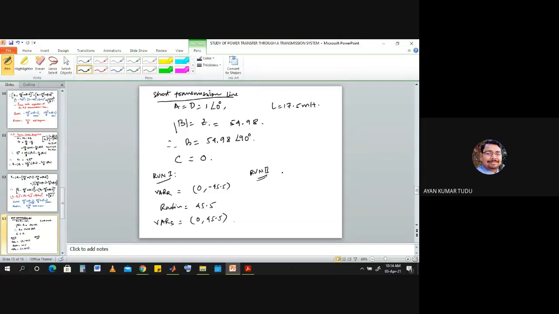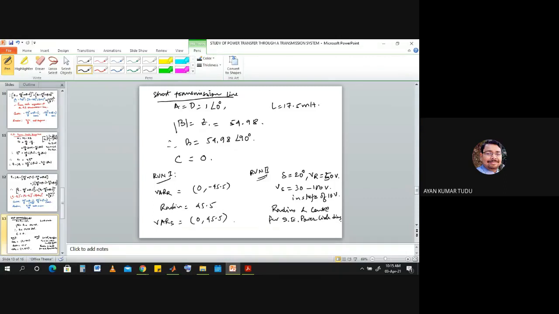Similarly, for VAR S, that is for the sending end, it would be 45.5. Whereas for run 2, we had delta fixed at 20 degrees and VR also fixed, but VS is varying from 30 to 100 volts in steps of 10 volts. So what will happen? Both the radius and the center would be changing for our sending end power circle diagram.